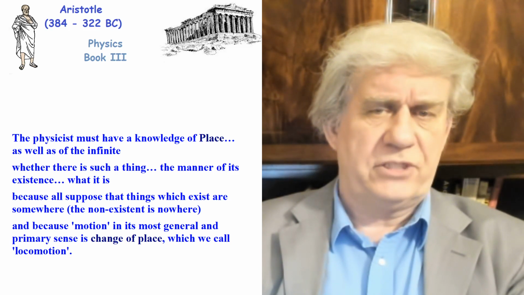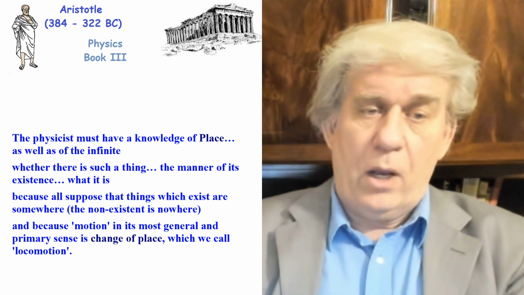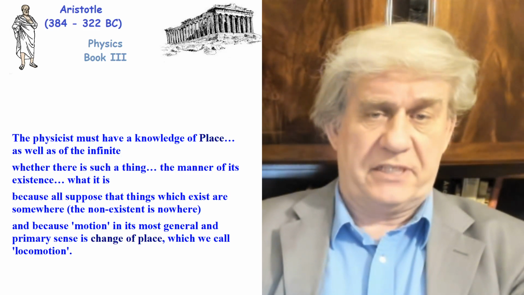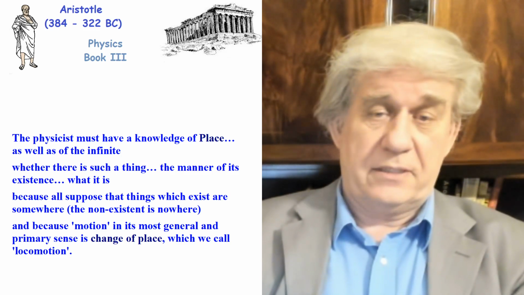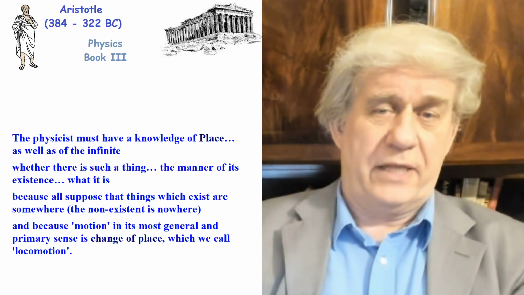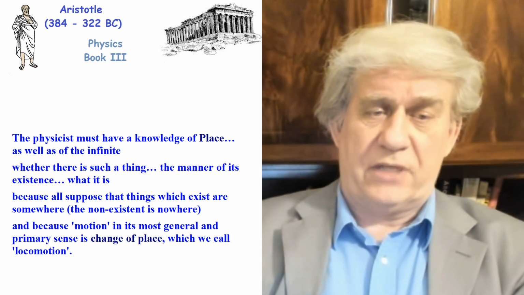People in mathematics call it position, but they're referring to someone else as something else, as we'll see today. Whether there is such a thing as place, the manner of its existence, place exists. That's what he's going to talk about, and what it is, if it's a what. Because all suppose that things which exist are somewhere.